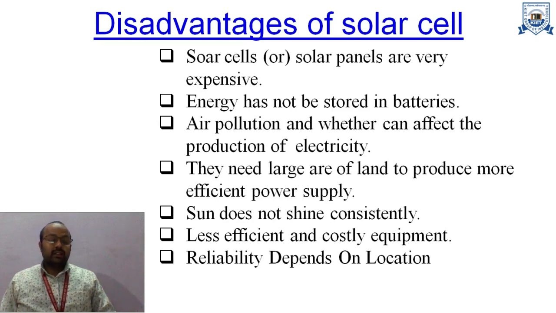The sun does not shine consistently, so it depends on the weather conditions. If the weather is rainy, we do not get sun radiation on the solar cell, so it does not convert light energy into electrical energy. It is fully dependent on weather conditions. The equipment is less efficient and costly: if any equipment decays, we have to replace the component at higher cost. Reliability also depends on the location we choose.